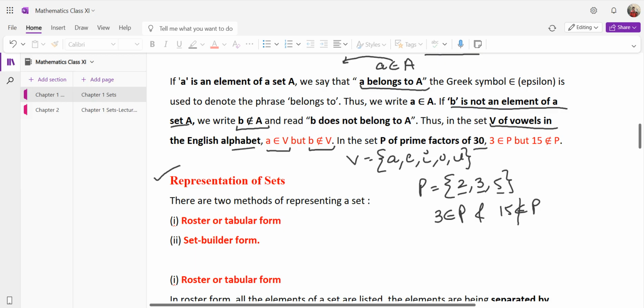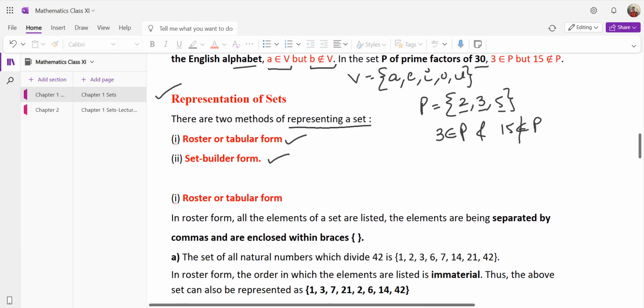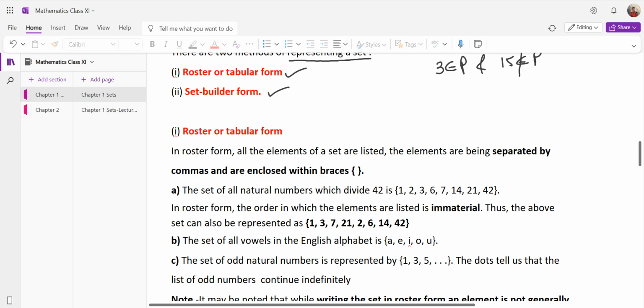Further, we can represent a set by two methods. One method is the roster form, another name is tabular form, and the second method is set builder form. In roster form, we write the elements of the set within braces separated by commas.